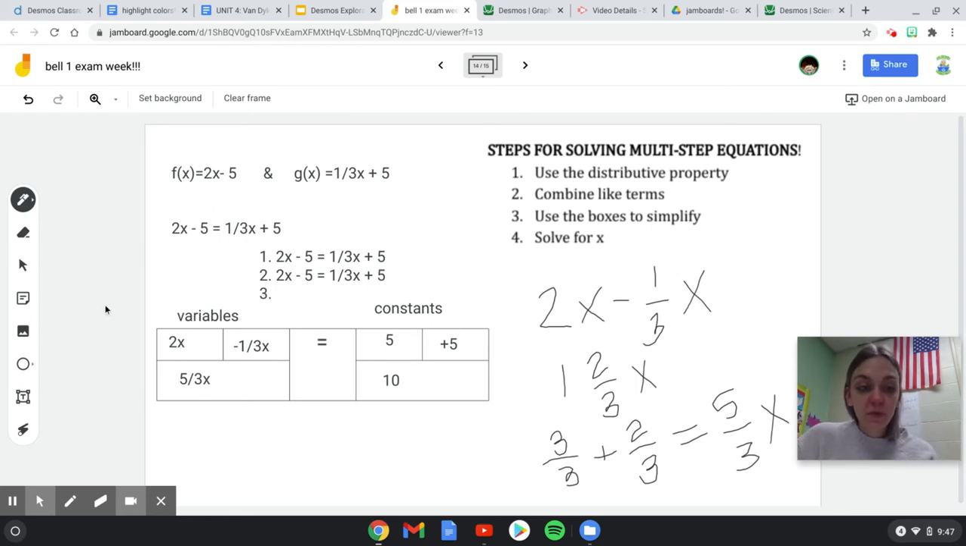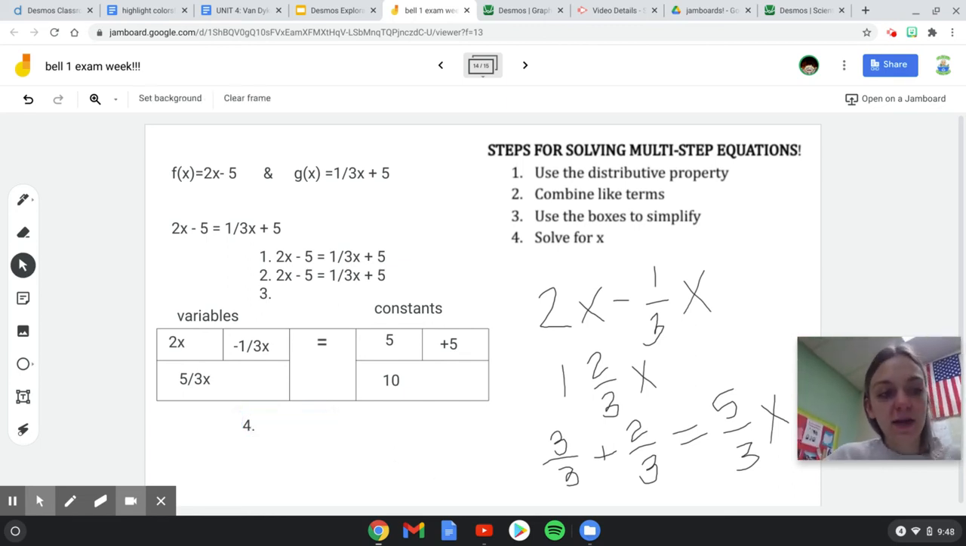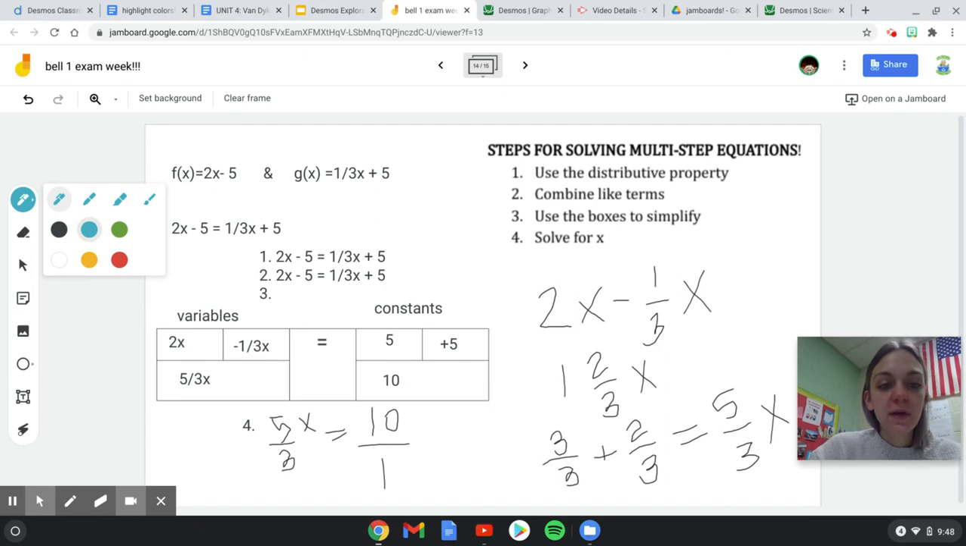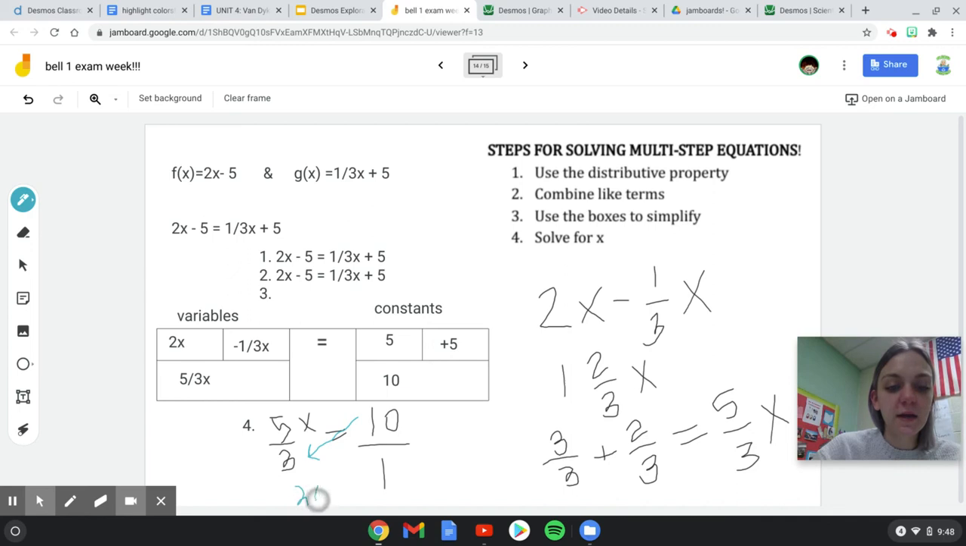Okay, so now I'm ready for step 4, which is bringing down what I have in my boxes. I'm actually going to write this. So I've got 5/3 x equals 10. I'm going to put the 10 over 1 so that I can do this problem by cross multiplying, which is going to make my life a lot easier. So I'm kind of running out of room here, but if I cross multiply, I'm going to get 30 equals 5x.